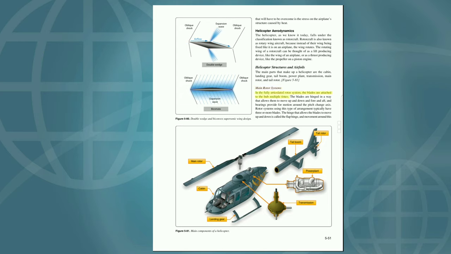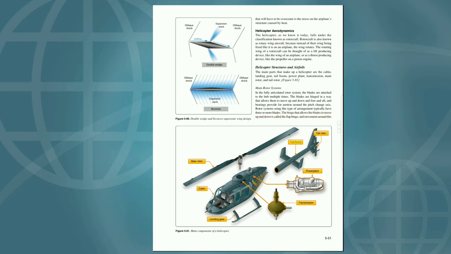In the fully articulated rotor system, the blades are attached to the hub multiple times. The blades are hinged in a way that allows them to move up and down and fore and aft, and bearings provide for motion around the pitch change axis. Rotor systems using this type of arrangement typically have three or more blades. The hinge that allows the blades to move up and down is called the flap hinge, and movement around this hinge is called flap.